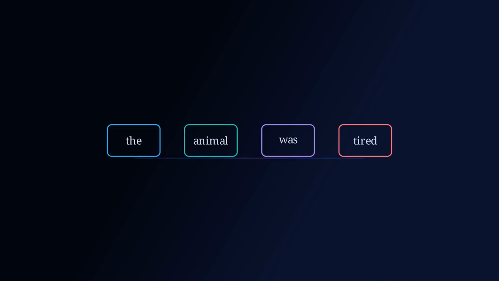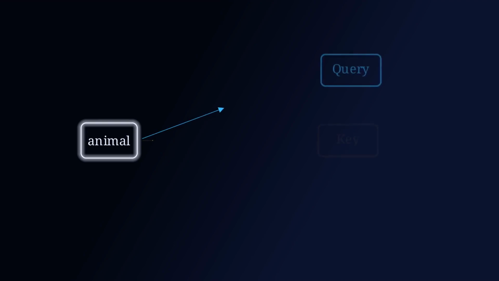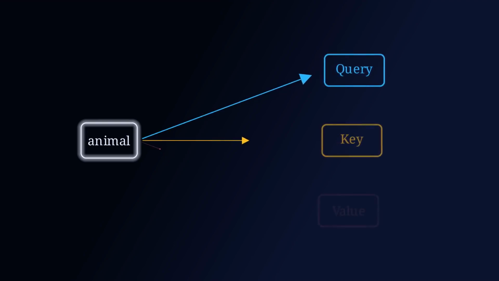To do this, each word is going to play 3 roles at once. From its single vector, the model produces 3 new vectors. We will call them the query, the key, and the value. Think of them as 3 colored shadows cast by the same word.